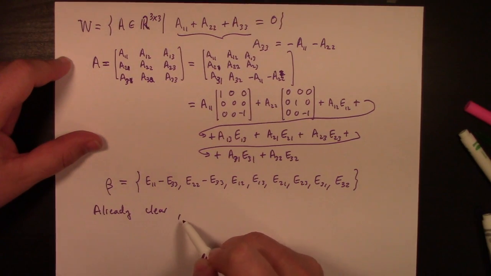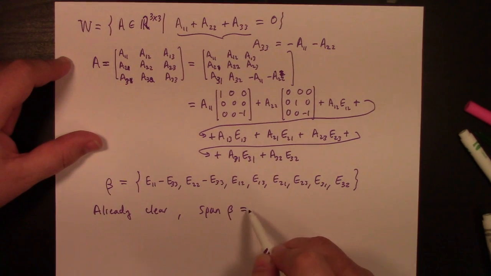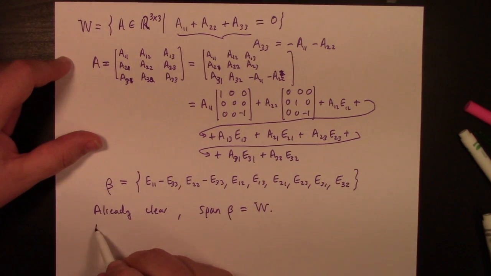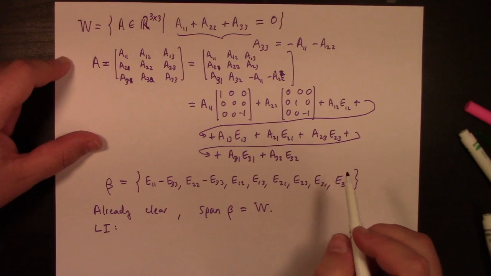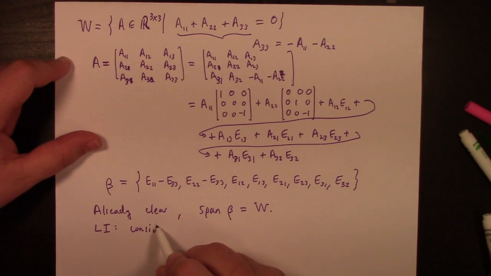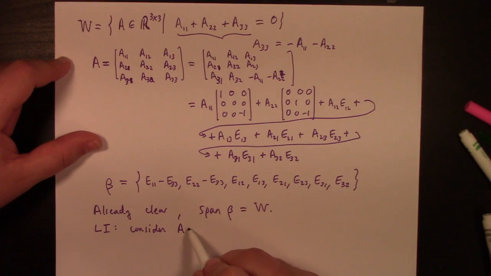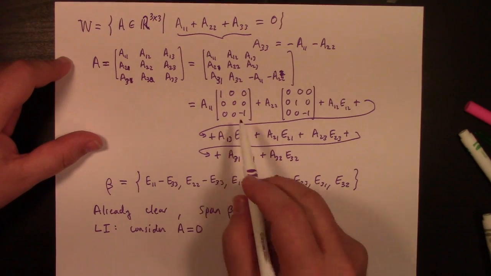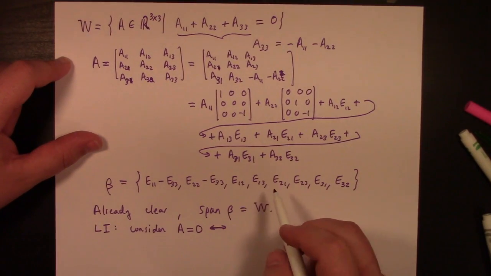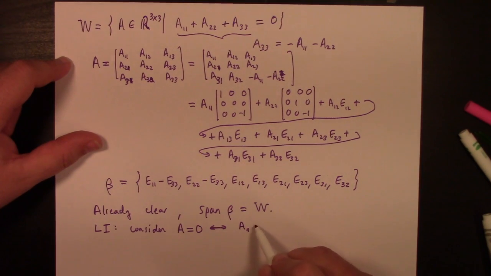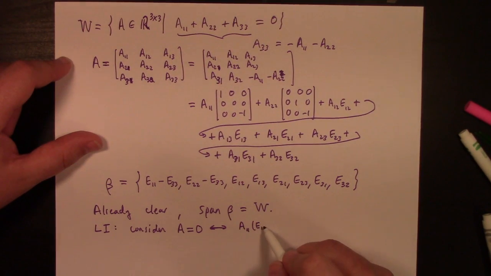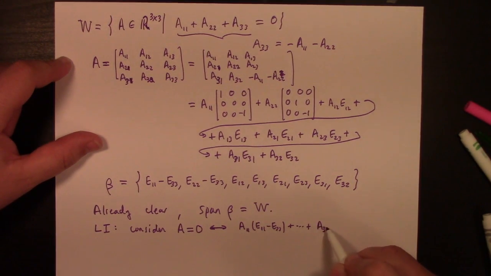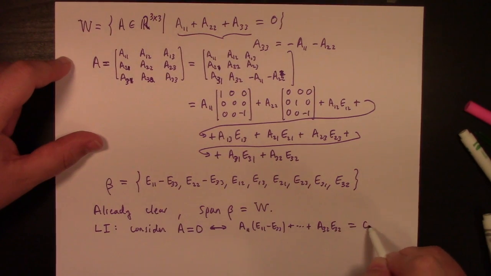Already clear that the span of beta is W. Now, how about linear independence? Well, linear independence, consider A equals 0, right? In other words, if I set A equals 0, that's the same as setting A11 times E11 minus E33 plus ... plus A32 times E32, just to get to the point here, equals 0, right?